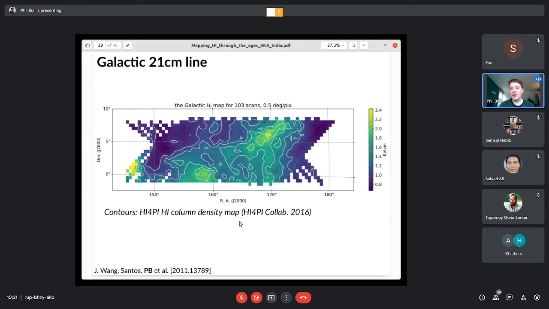Again, just as more proof that we have actually been able to calibrate this telescope despite this not being a supported design mode. Here's a map of the 21 centimeter line from the galaxy, just in quite a narrow band. So the white contours that are overlaid are from a measurement using the Effelsberg Bonn telescope, I believe, and the color map is our own measurement. And again, you can see we recover the structure and have a sensible calibration, even for quite narrow bands.